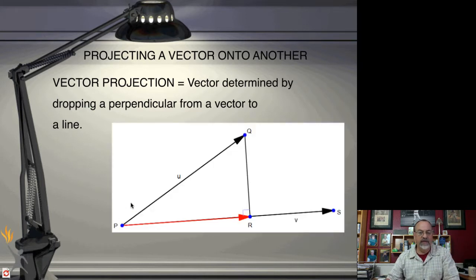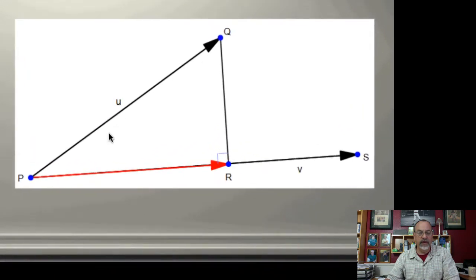In other words, if we have this vector PQ here and this vector PS, if we draw a line perpendicular from this vector down to here, this red vector, the length of this vector, is the projection of this vector U onto vector V. So this red vector is what we're interested in.